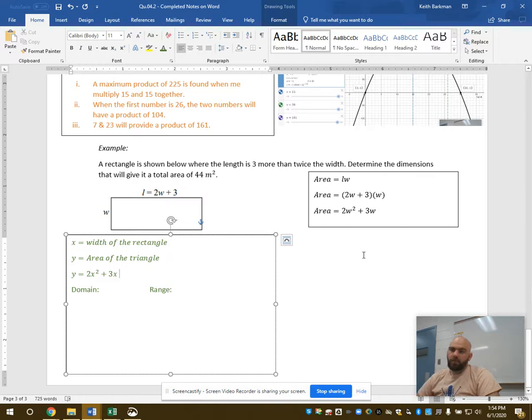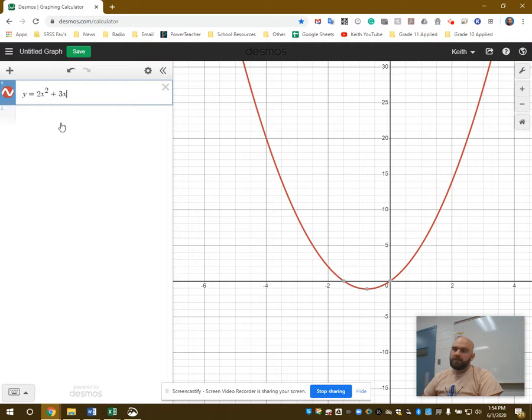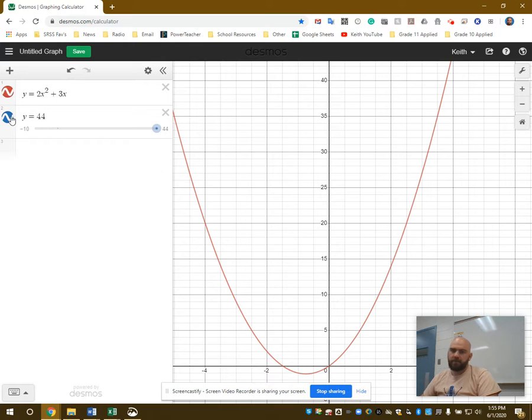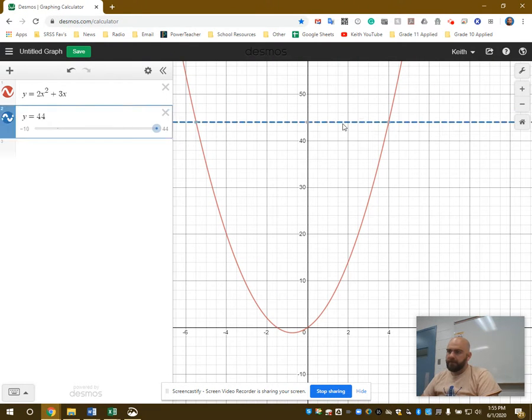Our question asks, what are the dimensions that will give a total area of 44 meters squared? Well, y is our area, so let's look at when y equals 44. I'm going to make a dashed line, y equals 44, and there is a point where it crosses. When our width, or x, is 4, our area will be 44. And we could figure out what our dimensions would be based on that as well.